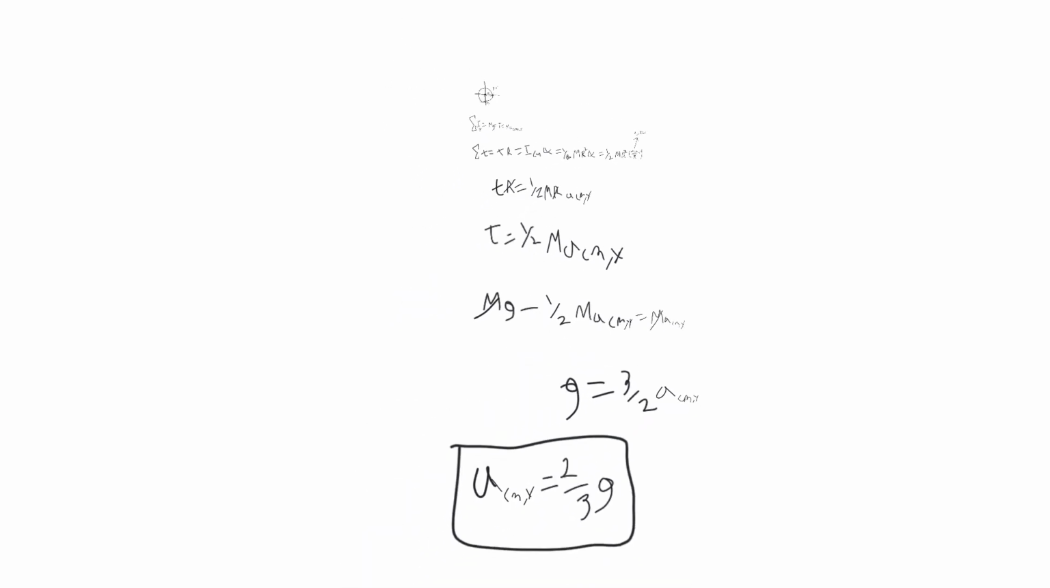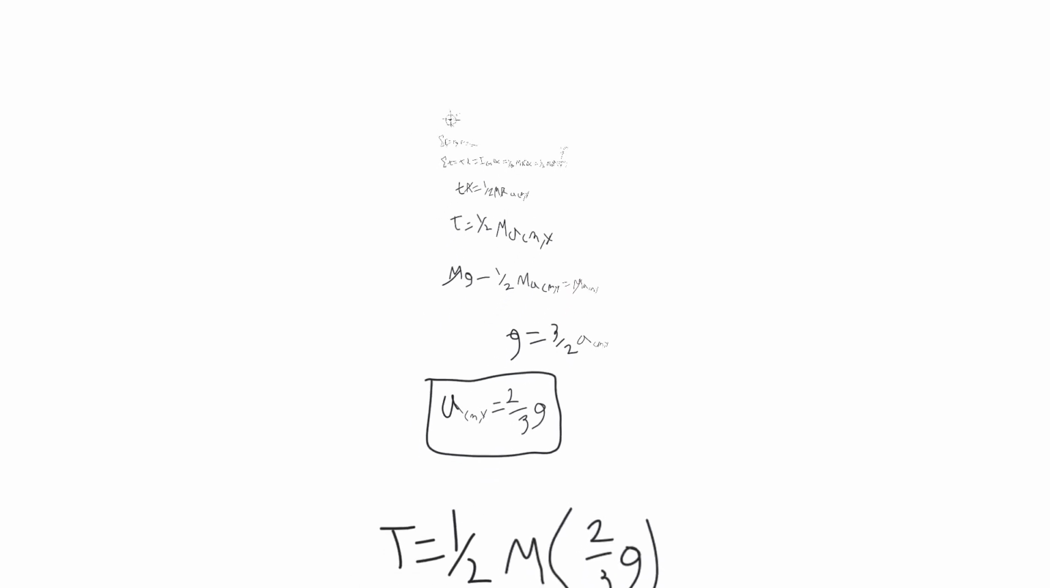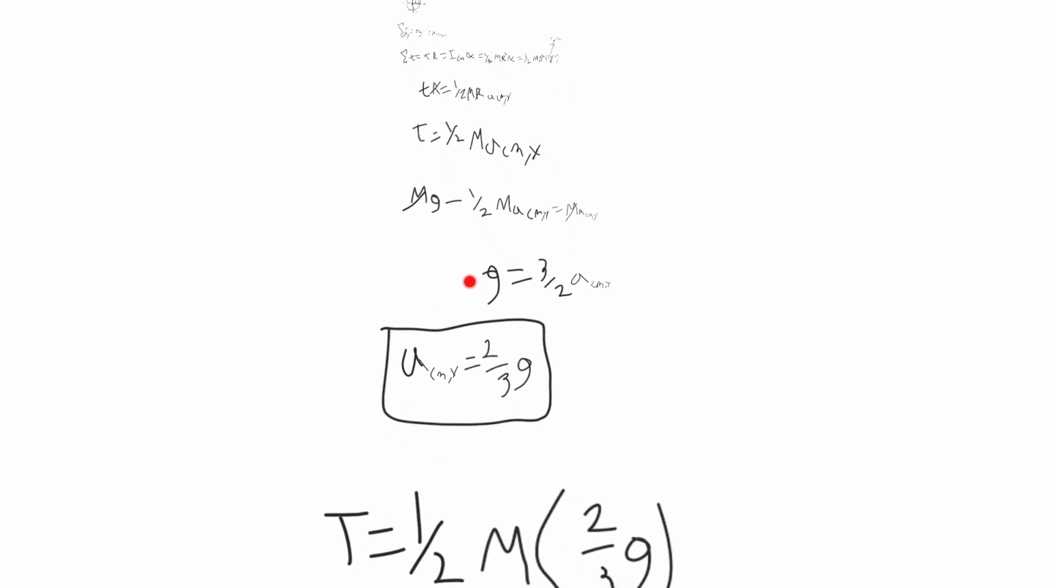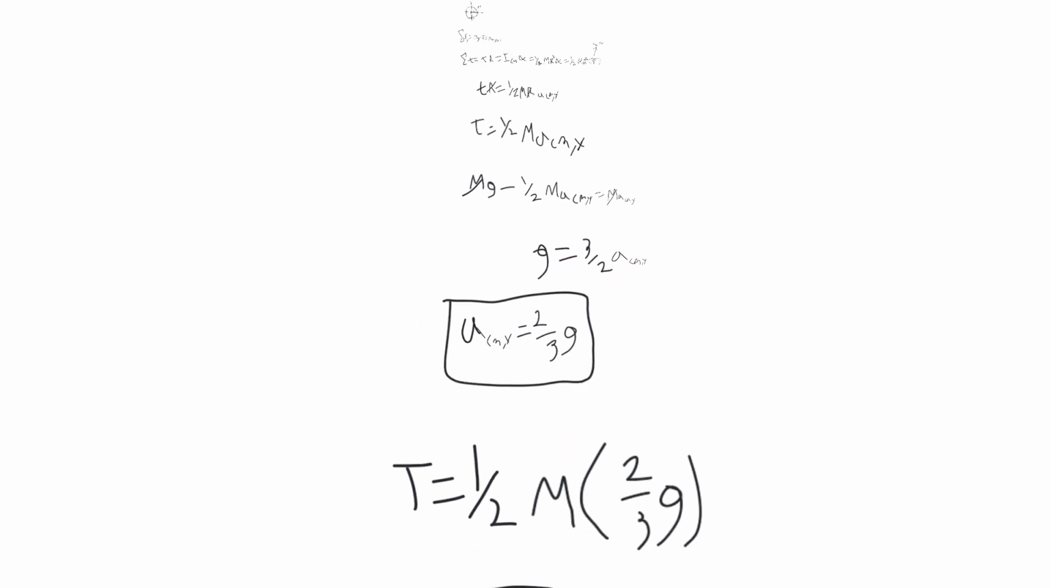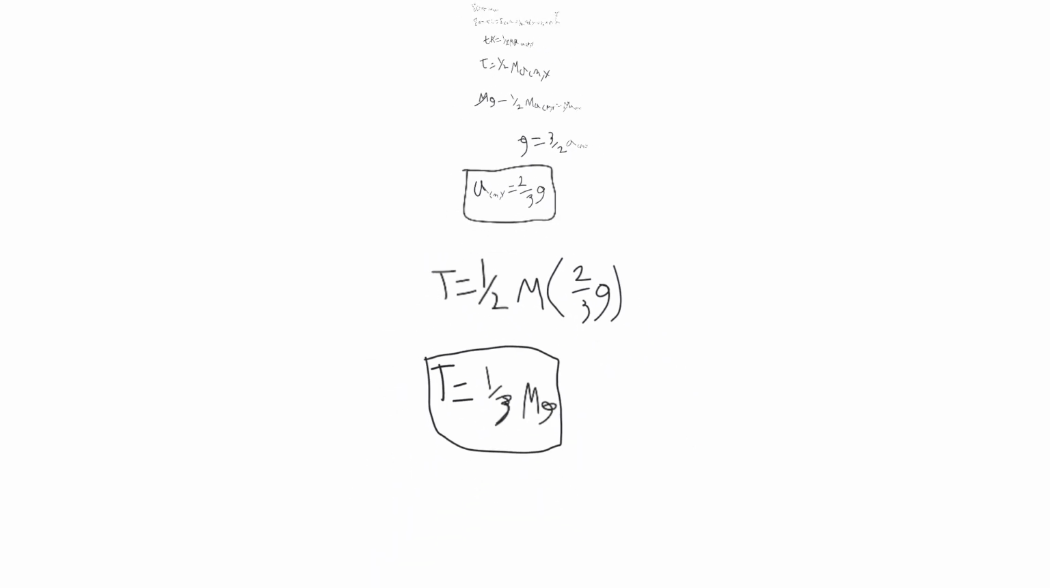When this happens, the m's cancel out from both sides, and we're left with g equal to 3 over 2 times the acceleration. Solving for a, the acceleration in the y direction is equal to 2/3 of g, sorry, 2/3 of gravity, my bad. So that's very interesting. That's the acceleration.